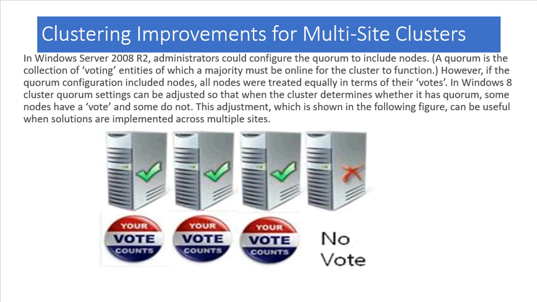In 2008 cluster quorum, and in 2012, the setting can be adjusted so that when the cluster determines whether it has a quorum, some nodes have a vote and they can contribute. The adjustment, as shown below, basically helps with implementing across multiple sites and prioritizing whether you have voting or non-voting nodes. So in this scenario we have 4 nodes, and if one is down, then you go to 3 nodes, and your vote will still get counted. Again, depending on the deployment and the size of the cluster.